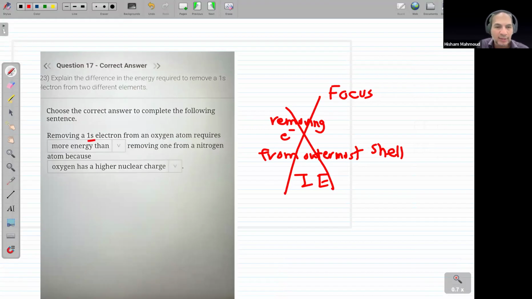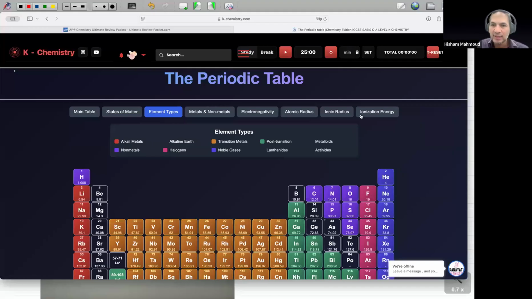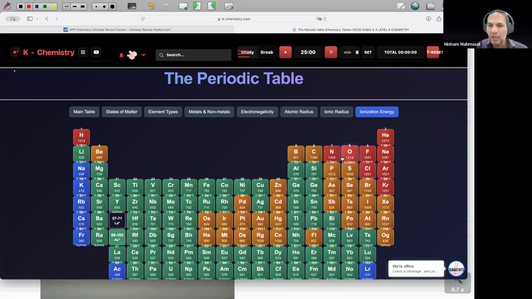He's taking the 1s. And 1s is not the outermost, it's not valency. This is core. So if he's talking about core electrons, take care and open your eyes. Valency is not what I'm asking for. I'm talking about core electrons. Sir, why is there a difference? The difference is that we just said there is an exception between oxygen and nitrogen, and instead of oxygen becoming more, it becomes less.